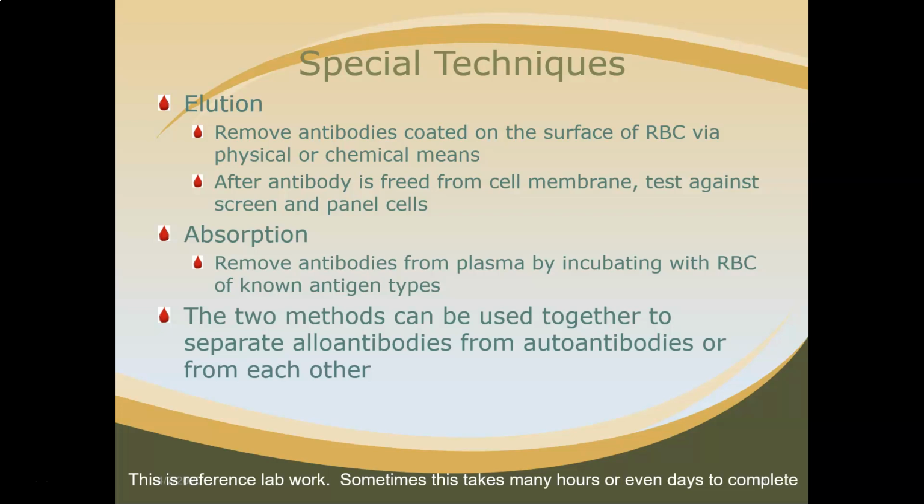The two methods can be used together to separate alloantibodies from autoantibodies or to separate alloantibodies from each other. The thing that I need you to remember from this is that elution removes antibodies from the red cell and absorption removes antibodies from the plasma. This is definitely reference lab work, and the only thing to take away from this long term is to remember that sometimes finding out what the antibody is and finding compatible blood can take many hours or even days to complete.